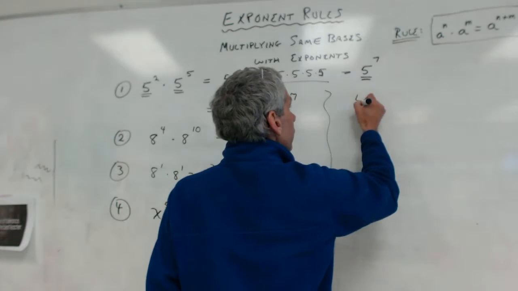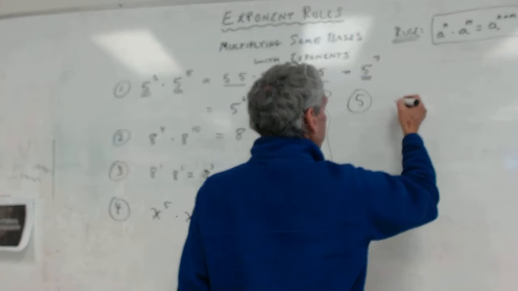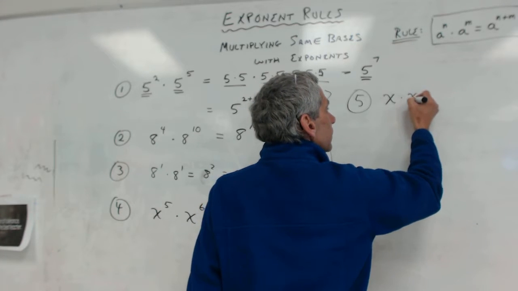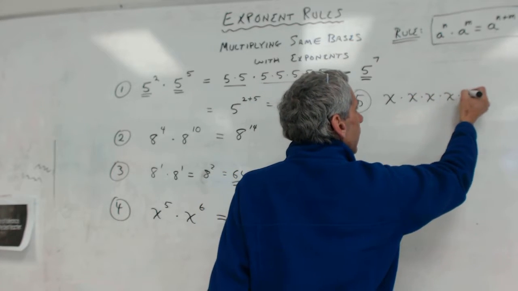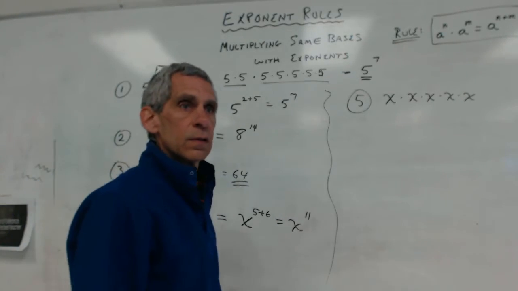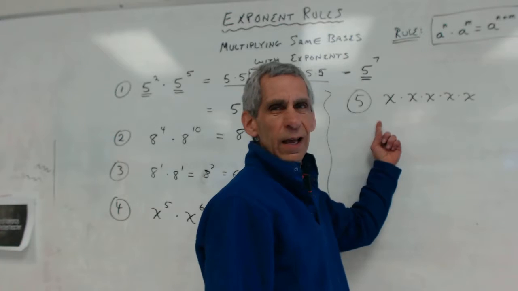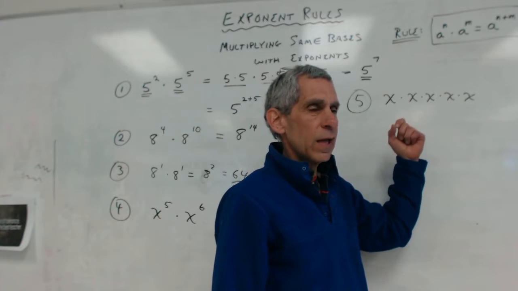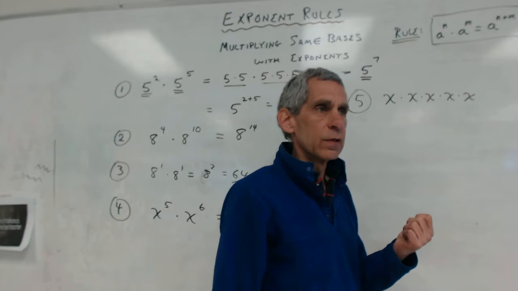All right, so let's go over here. Let's have number 5. Let's say I did x times x times x times x times x. It would be x to the 5. Do these have exponents? No. Everything actually has an exponent.